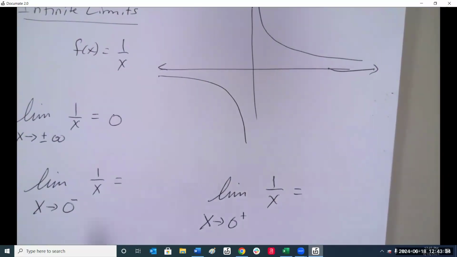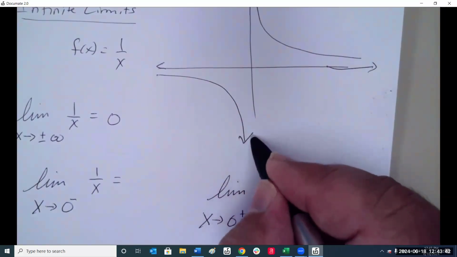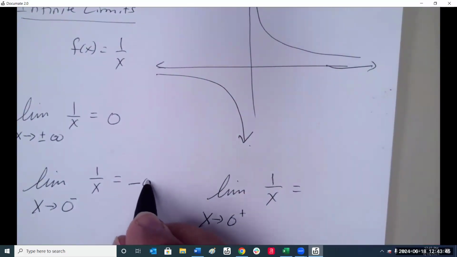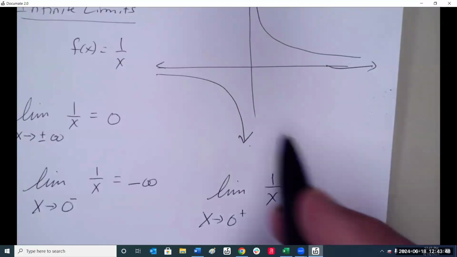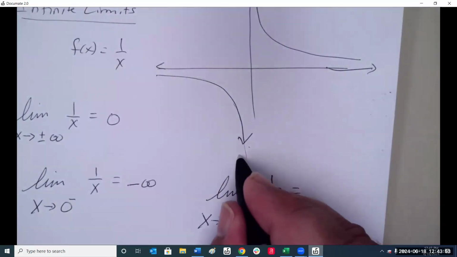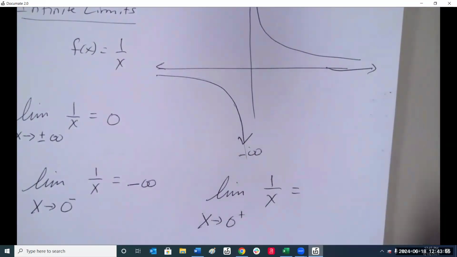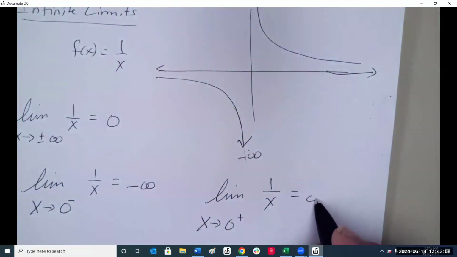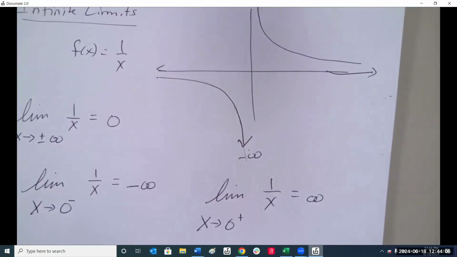Where is the function going as we approach 0 from the left? Close to zero. Negative infinity. It's going down. Right. As we get closer to 0, the graph is going further and further away. So it's going to negative infinity. As we approach it from the right, it's going up. So it goes to positive infinity. Those are infinite limits, meaning that they don't exist. They don't, but they're the values. Because infinity is not a value.